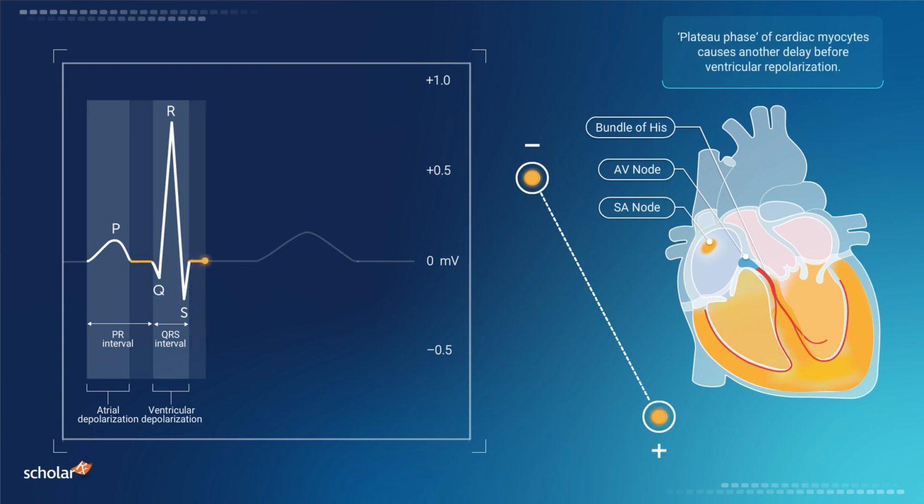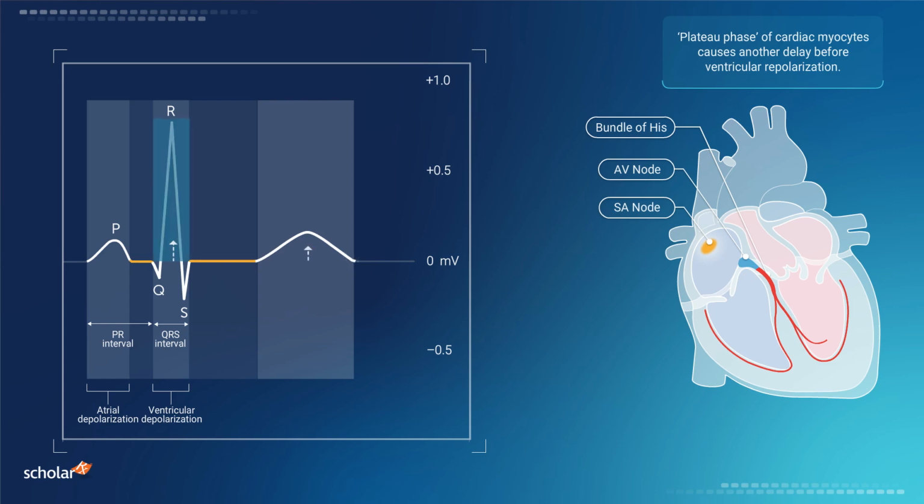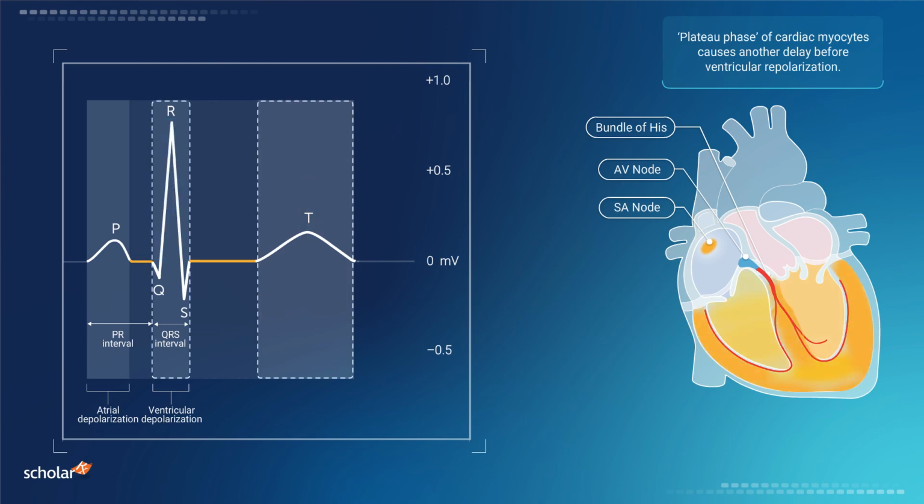Because of the plateau phase of cardiac myocytes, there's yet another delay before ventricular repolarization. And repolarization is less organized than depolarization, but usually its deflection matches the average deflection of the QRS complex. This deflection is known as the T wave, and the duration of the plateau phase of cardiac depolarization is best represented by the QT interval.